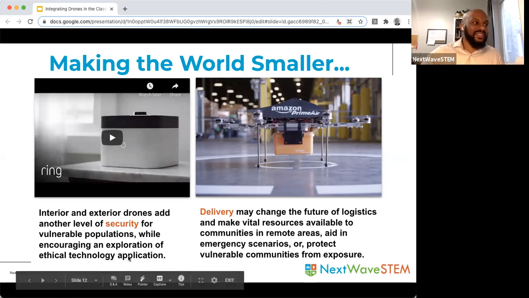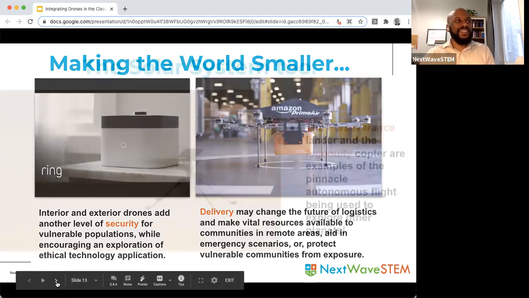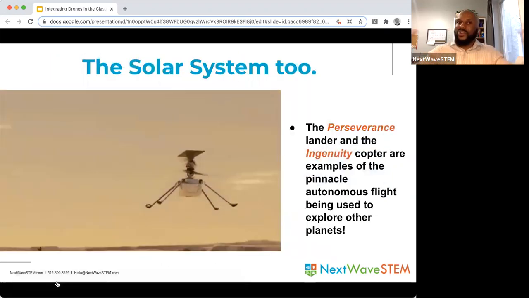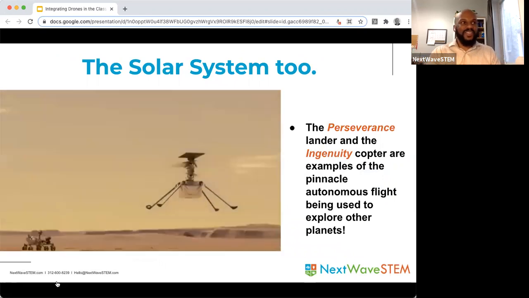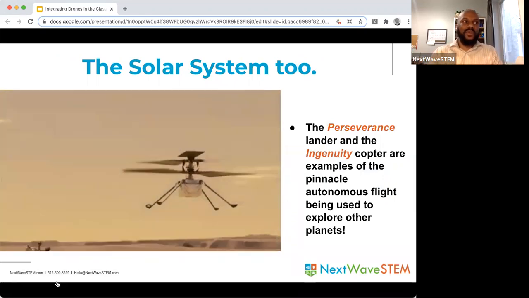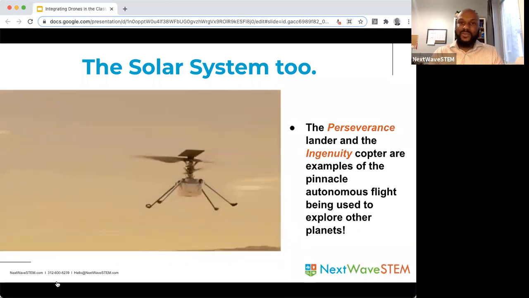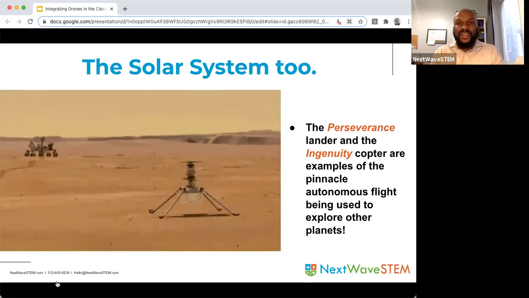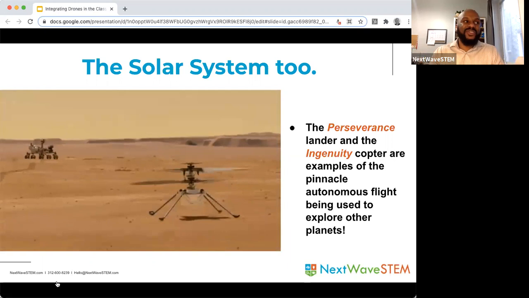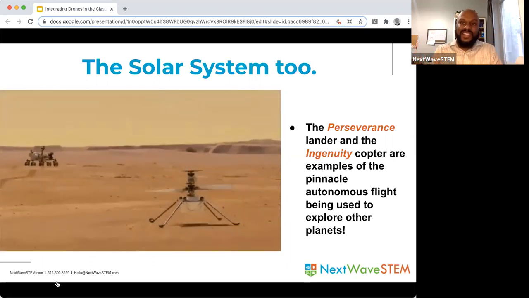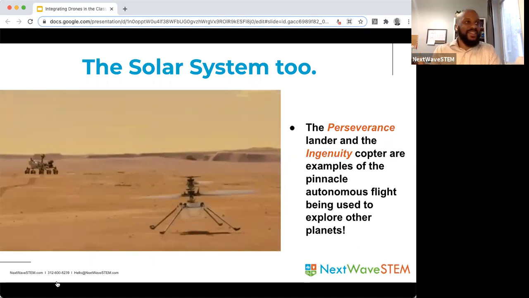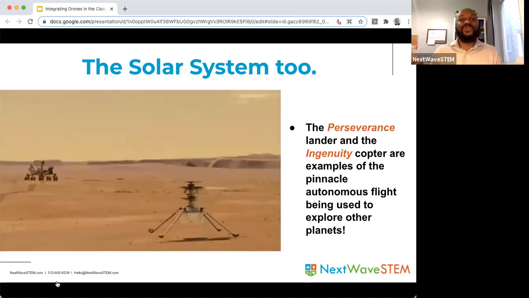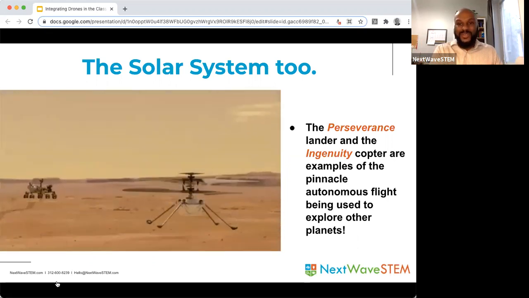Things like internal and exterior security, but I keep going back to this because it really touches my heart. We're making the solar system smaller too. Just a couple of weeks ago, we saw the Perseverance lander actually touch down on Mars after a multi-month mission on one of the fastest rockets we've ever made. And that's amazing because it's just not one platform up there, but a second. The Ingenuity Mars copter is going to be the first flying machine that we put on another planet, navigating the Martian atmosphere. It's an autonomous drone, millions and millions of miles away from the Earth.